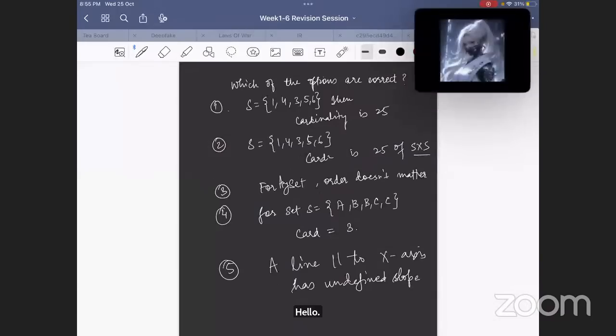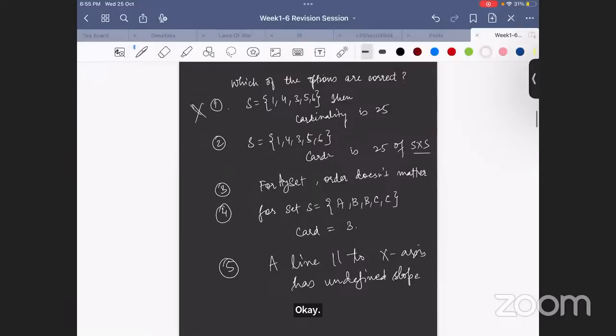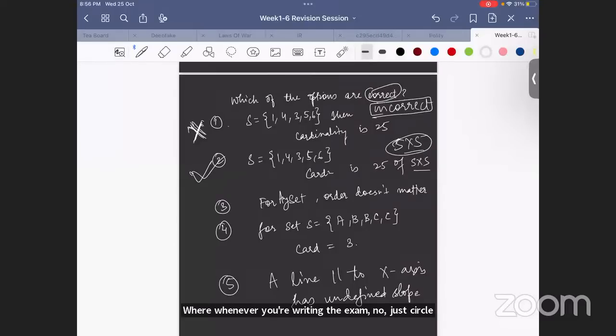The first option is incorrect. There is no confusion in this, right? The second is correct, S cross S will have 5 into 5. Do not make a mistake in the exam. Whenever you're writing the exam, circle whether it asks for correct or incorrect. Maybe somewhere they can ask you for incorrect.